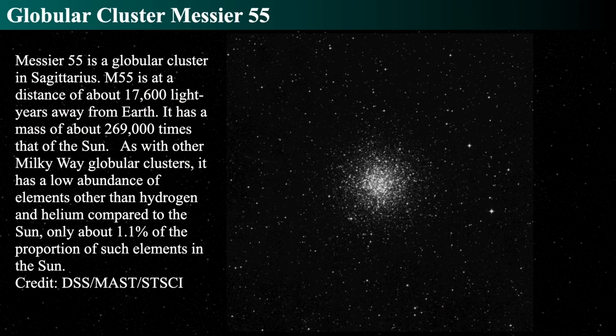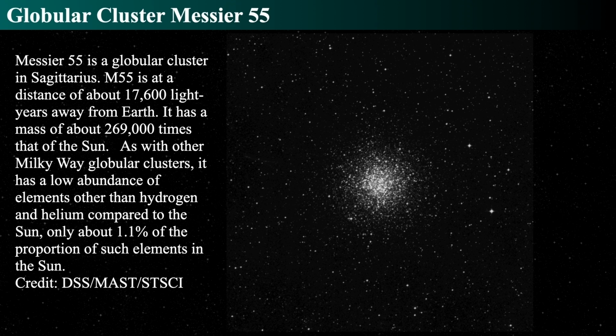So let's do a sample of globular clusters. Globular cluster M55 is in Sagittarius, and it's almost 18,000 light years away. And again, these images are from the DSS, from the Space Telescope Science Institute, and they use the same proportions, about 60 arc minutes on the side, so you can see how big they are.